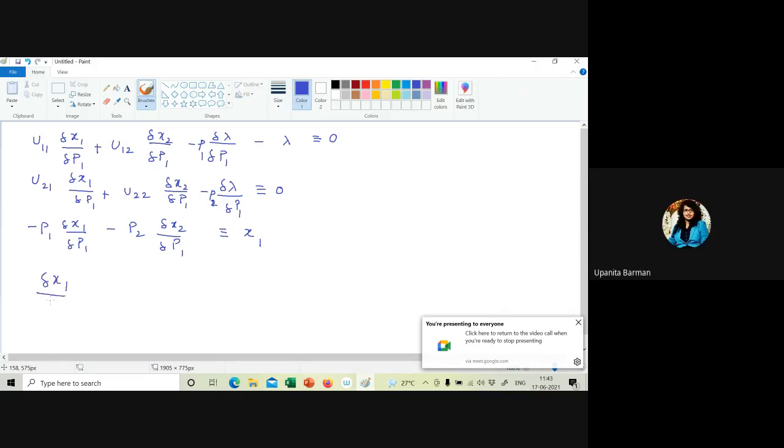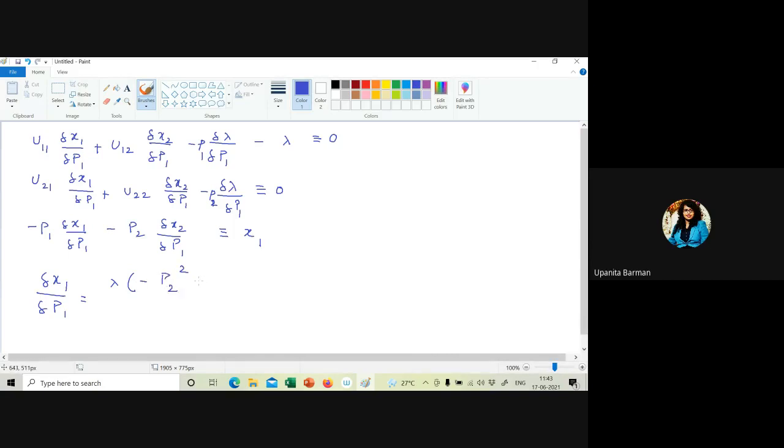Ma'am, the value is lambda in brackets minus P2 square plus x1, bracket close, plus x1 in brackets minus P2 U12 plus P1 U22, bracket close, by the determinant.